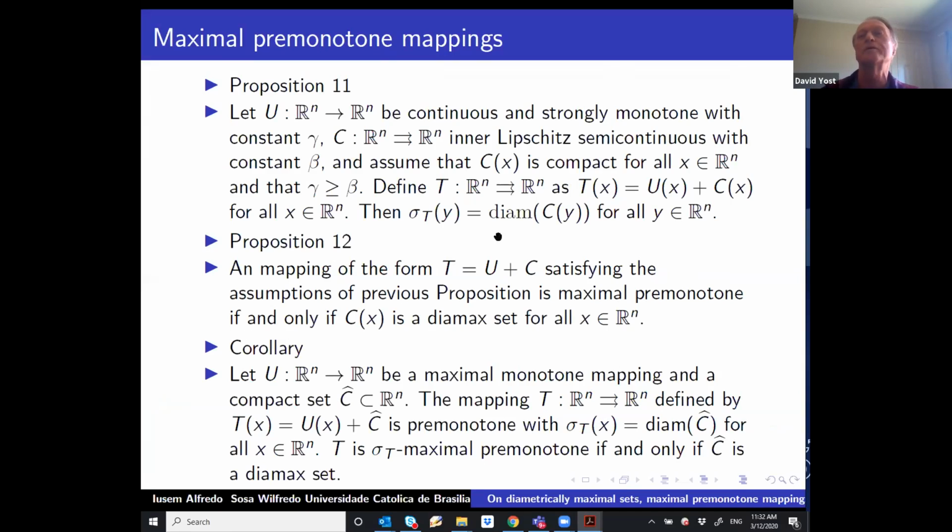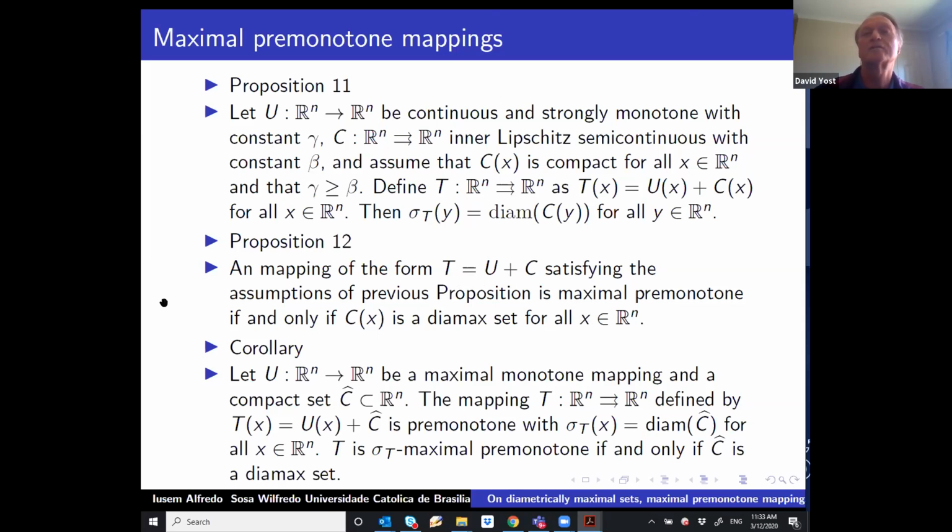And what interested me was proposition 12. If you've got a mapping which satisfies all the assumptions of the previous proposition, and I'm not going to worry about what those assumptions are at the moment, it's maximal pre-monotone if and only if C of X is a diametrally maximal set. So I thought, oh, people in optimization are interested in diametrally maximal sets, so maybe this will be a good topic to talk about. And I haven't worked out what the rest of Wilfredo's proposition means. I'll come back to that one day.